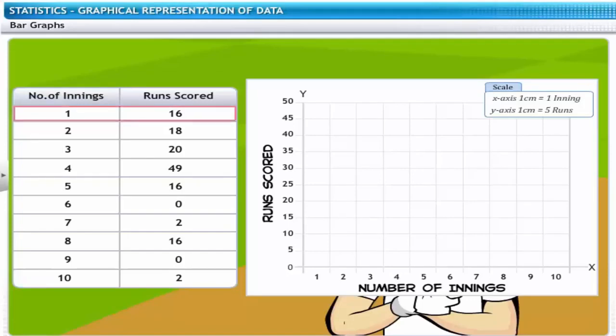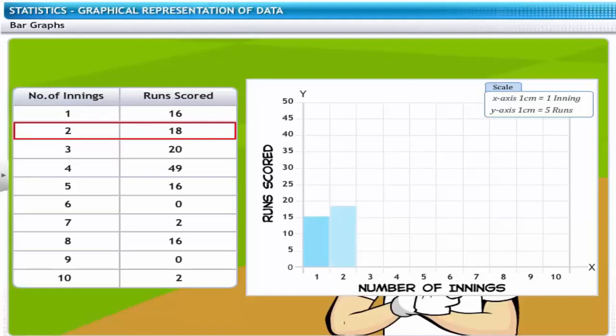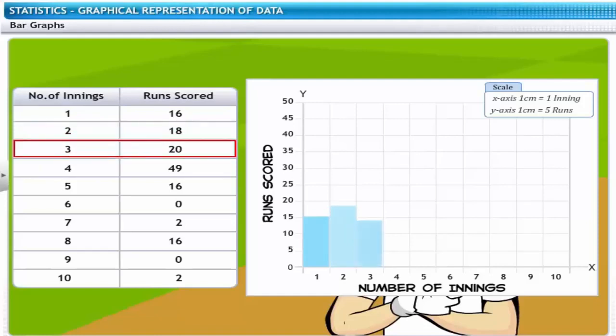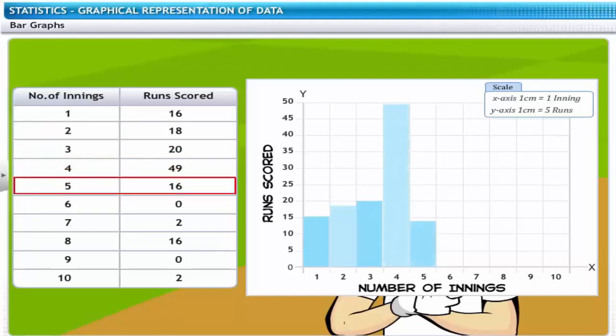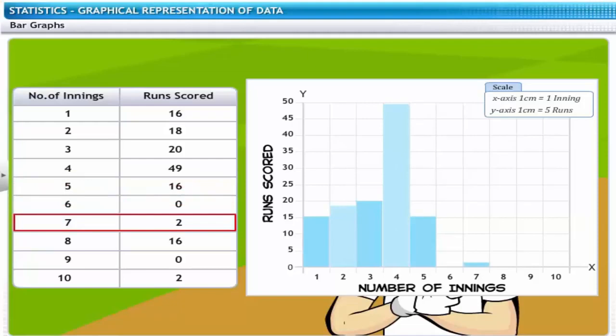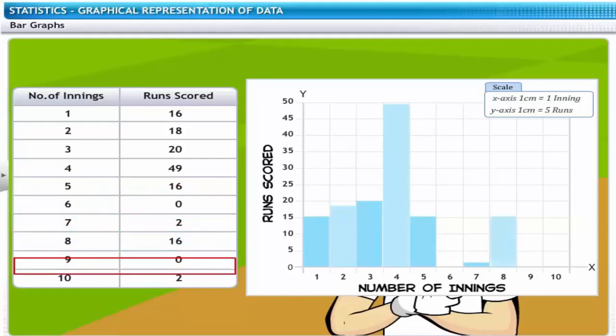For example, in the first innings, the score was 16. So a bar corresponding to a score of 16 on the y-axis is drawn. For the second innings, a bar corresponding to a score of 18 is drawn on the y-axis. Similarly, we draw the bars for the other innings. But notice that the score is 0 in the 6th and 9th innings, so no bar is drawn. This is the completed bar graph.